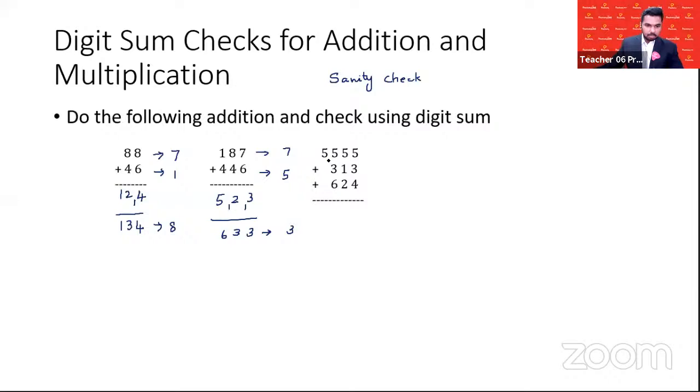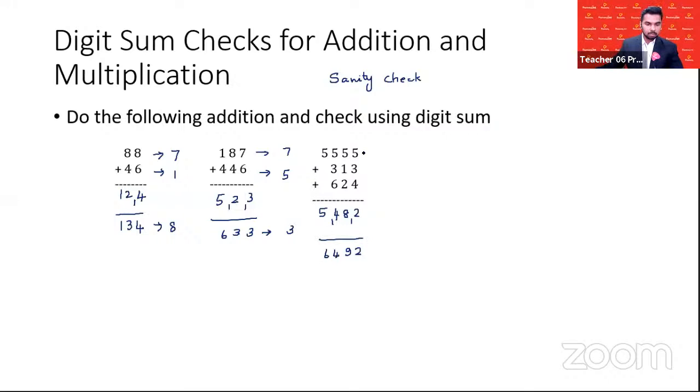So the last example that we are going to see is a 4-digit addition. So 5 in the leftmost place. How about 5 plus 3 plus 6? This is 14. We are going to write it like this. This is going to be 8. And in the last place we have 12. So the addition is going to be 2946.